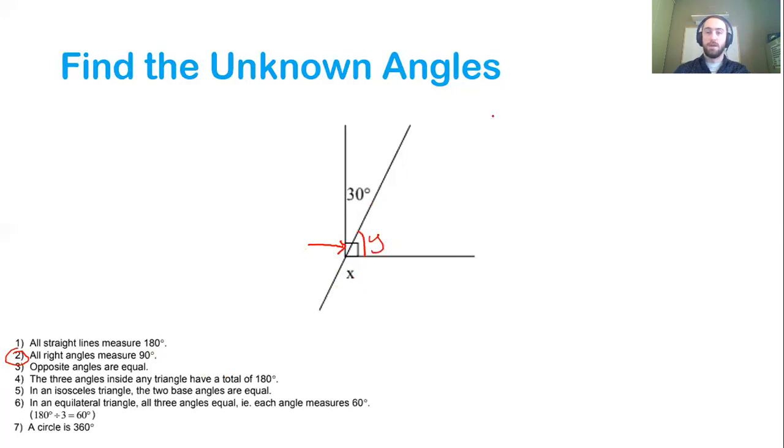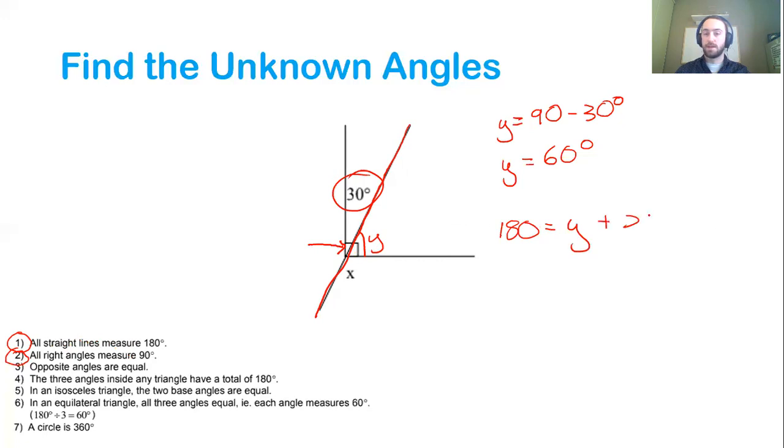We'll call it y. So y is simply 90 degrees minus our 30 degrees, giving us an angle of 60 degrees. And now, if we look down at our rules again, rule number 1, all straight lines measure 180 degrees. This right here is a straight line. So 180 is equal to y plus x. And we know y to be 60 degrees.